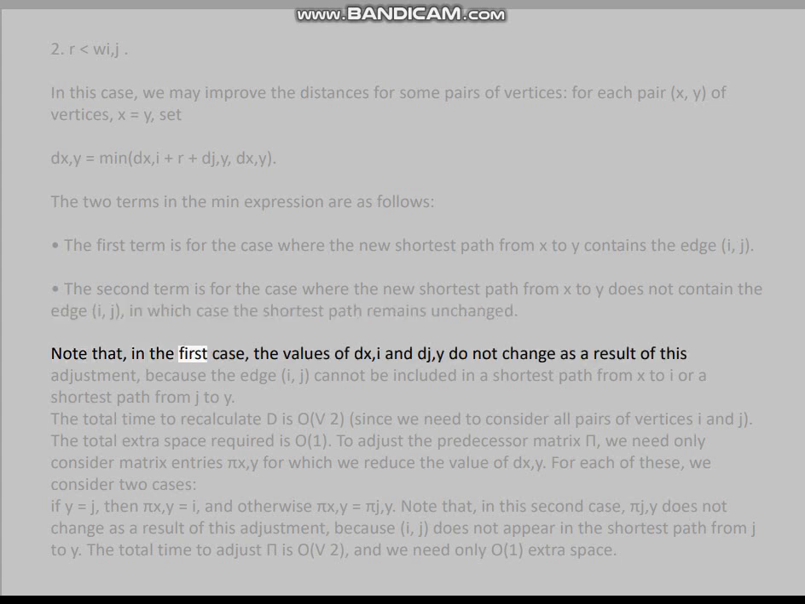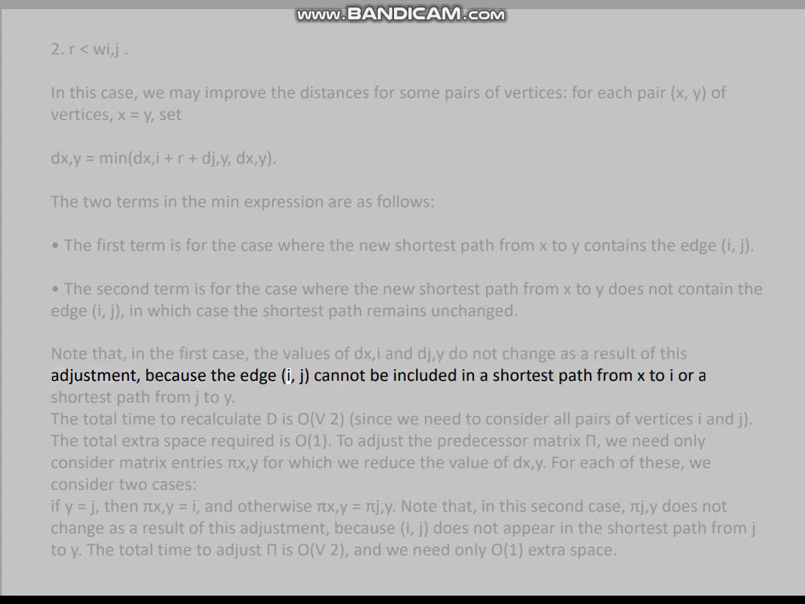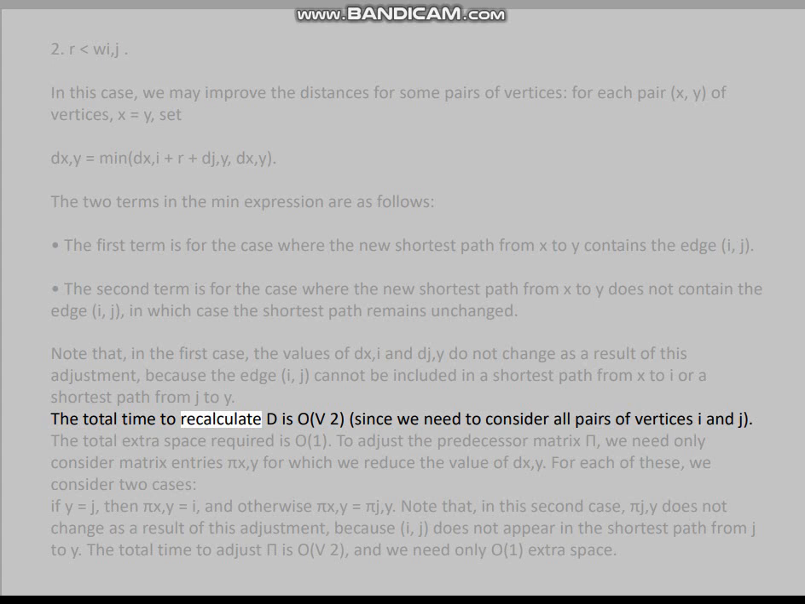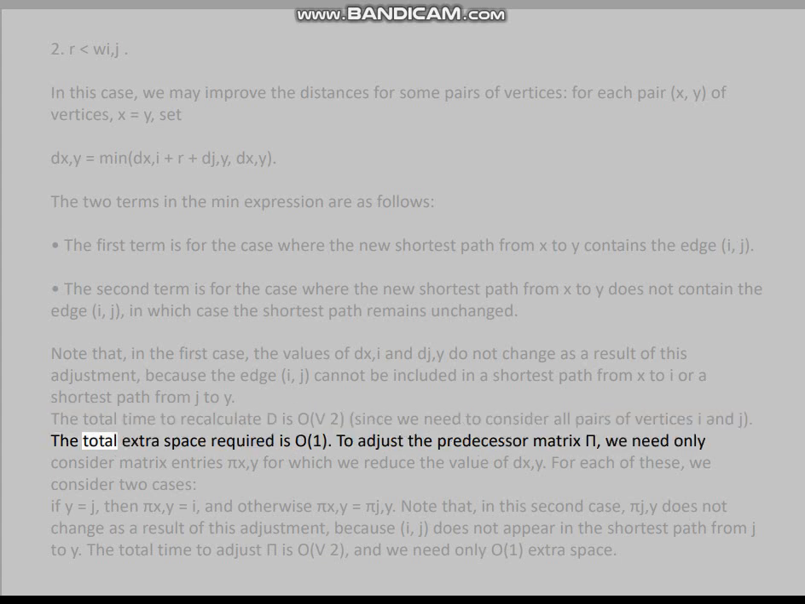Note that, in the first case, the values of d(x, i) and d(j, y) do not change as a result of this adjustment, because the edge (i, j) cannot be included in a shortest path from x to i or a shortest path from j to y. The total time to recalculate d is O(V^2), since we need to consider all pairs of vertices. The total extra space required is O(1).